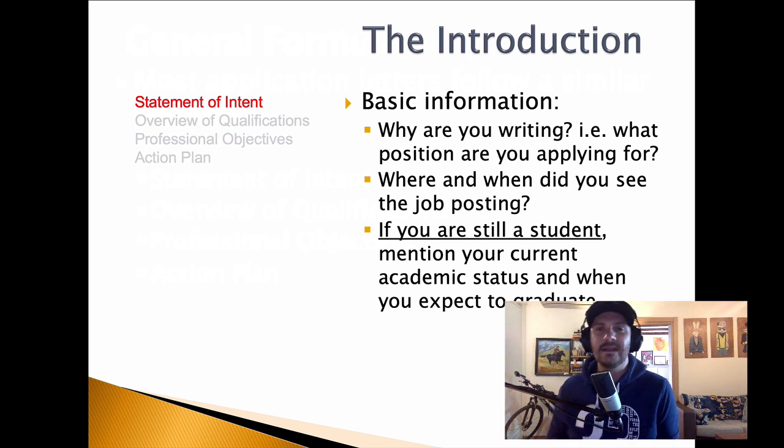And so statement of intent, you're applying. Why are you writing? What position you're applying for, maybe where you saw the job posting. I believe there's an example of a cover letter in technical communication. Check that out. If you're a student, you're welcome to mention that. It's not required. I'm not requiring it, but it could be helpful.